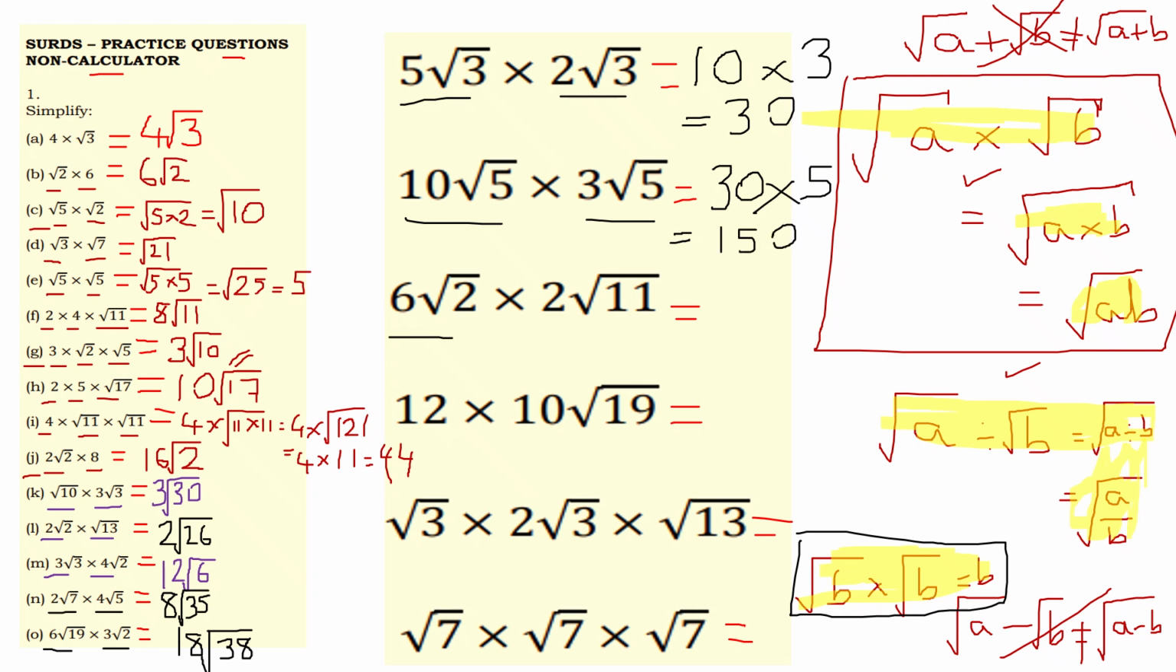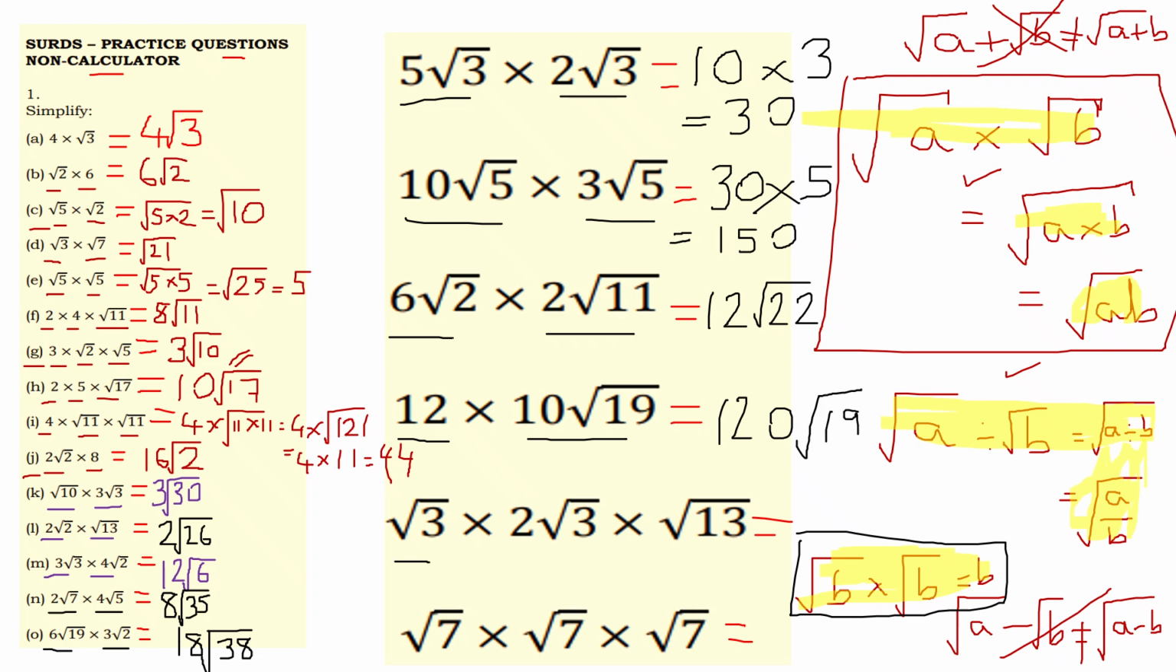Next up, 6 root 2 multiplied by 2 root 11. 6 times 2 is 12. Root 2 times root 11 is root 22. Okay, we are nearly there, guys. Thank you for sticking with me. 12 times 10 root 19. Will that be 120? 120 lots of root 19.